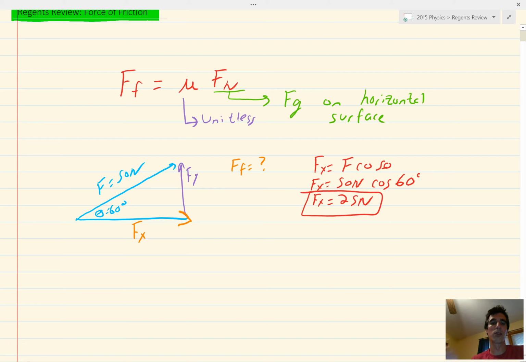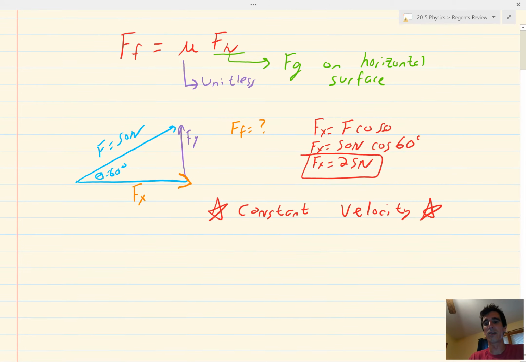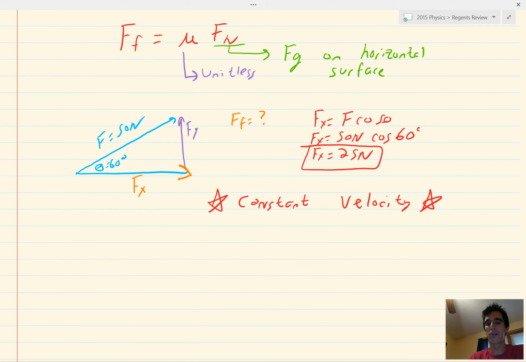So we have a force in the x direction of 25 newtons. Now, the other key word that I forgot earlier is that you're pulling this with a force of 50 newtons at a constant velocity. So let's add that there. Key word, constant velocity. Now, a constant velocity means it's not accelerating. Not accelerating means that the net force is equal to 0.